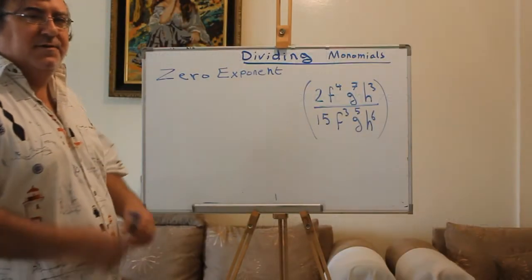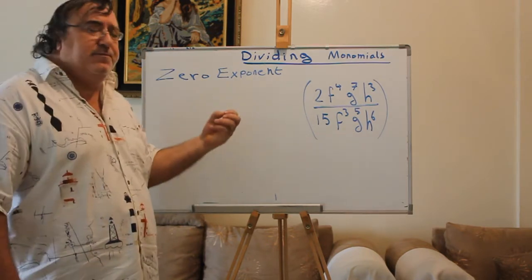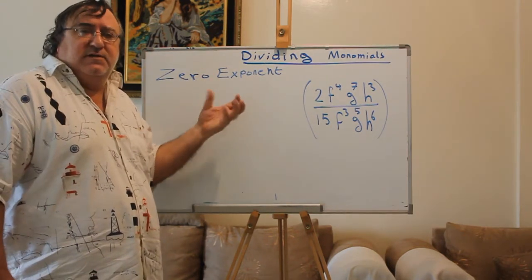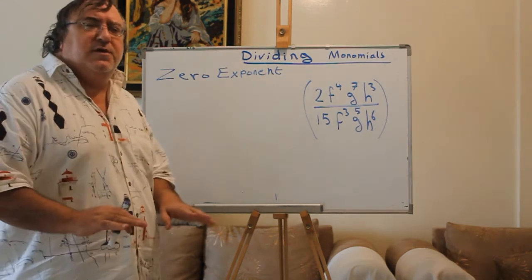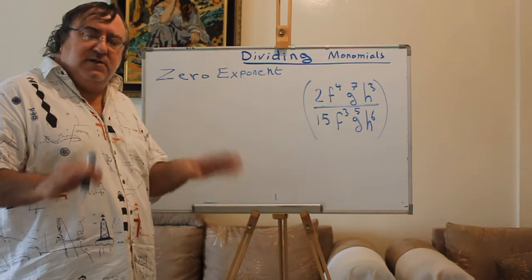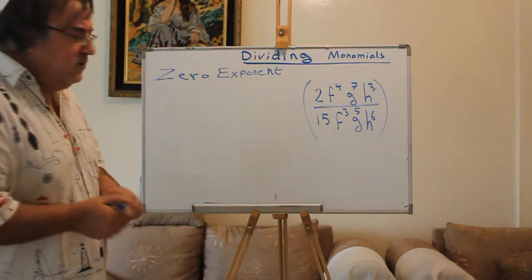Another concept for dividing monomials. Suppose you have 0 exponents. Suppose the division has power 0, what will be the answer? Automatically you have to put 1. Whatever the power is, as long as it's 0, you put 1. You ask me why, I will tell you why.